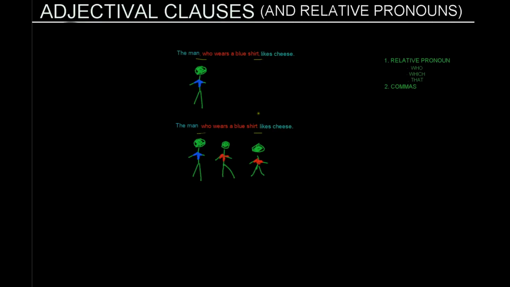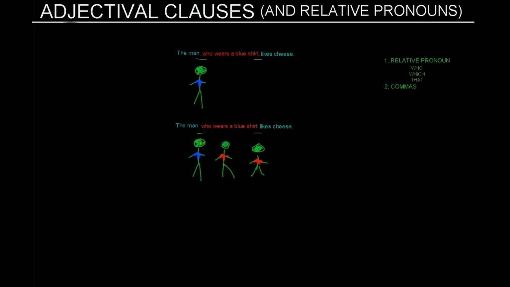But what about the meaning? Well, let's talk about the first sentence first. The man, comma, who wears a blue shirt, comma, likes cheese. If we were to take out this adjectival clause and say the man likes cheese, well, there's only one man here, and so the meaning wouldn't really change. We'd still know which person likes cheese, and that's the man that's standing there. And we get some extra information about him, knowing that he wears a blue shirt.